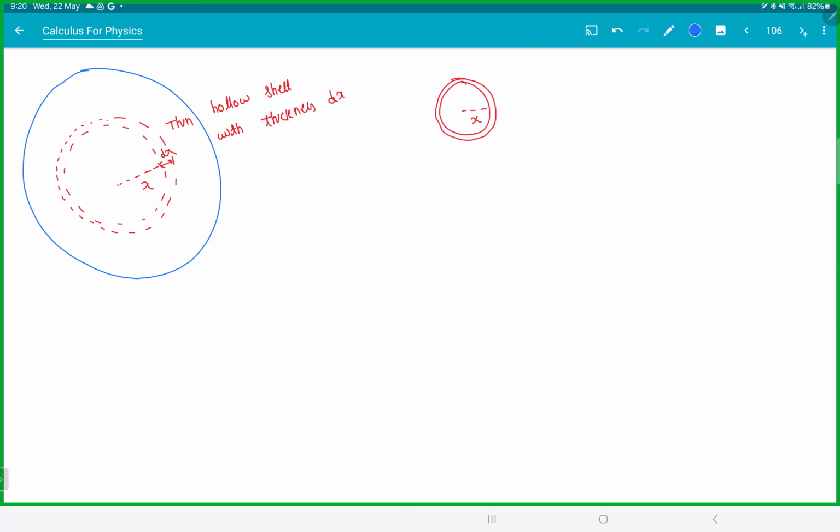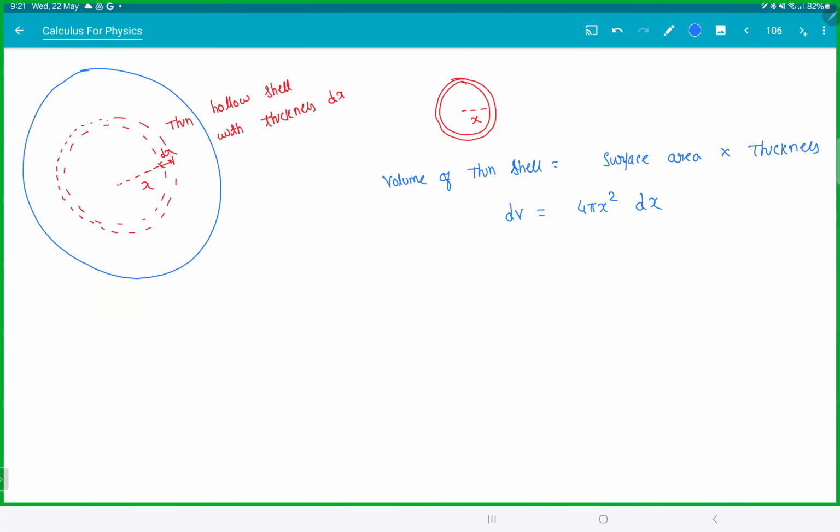Now, what is the volume of this thin shell? Can I say it is surface area into thickness? Area into height should give you the volume. So here I'll take the surface area into thickness. What is the surface area of a sphere? So the small volume of a shell, dV, is 4 pi x square into thickness, dx.